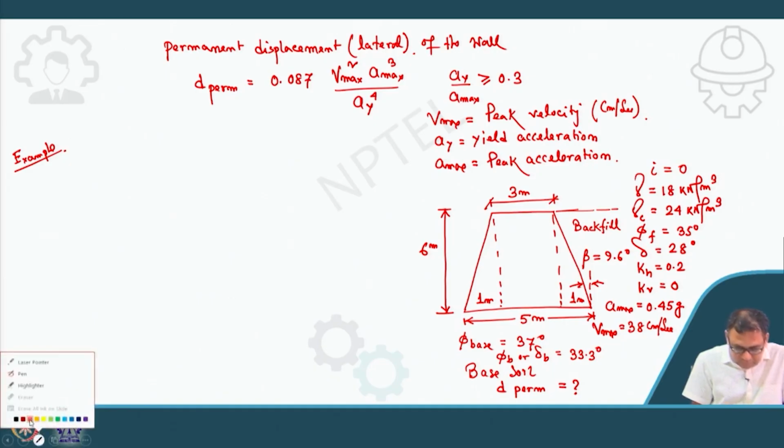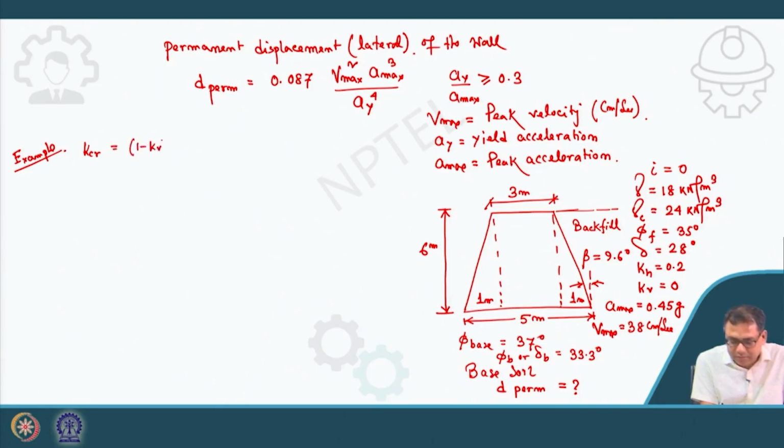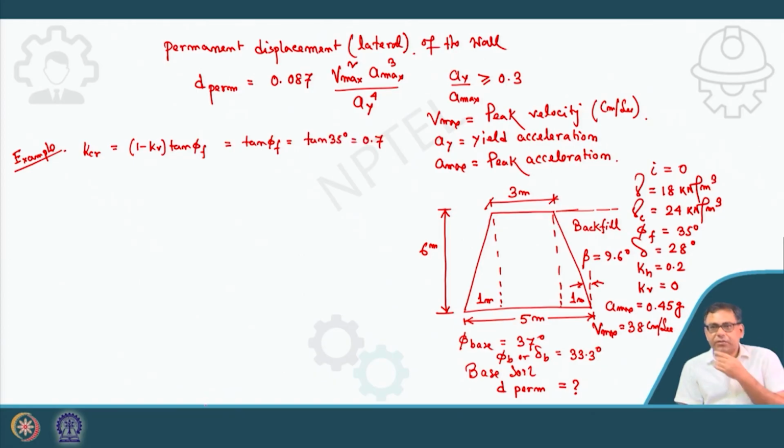So, let us see. To get that, first we have to check what our K critical is for this particular problem. The K critical is (1 minus kV) into tan phi f. But kV is 0, so it will be only tan phi f. This will be tan 35 degrees, so 0.7. It is 0.7 and we have taken 0.2, so we can apply.